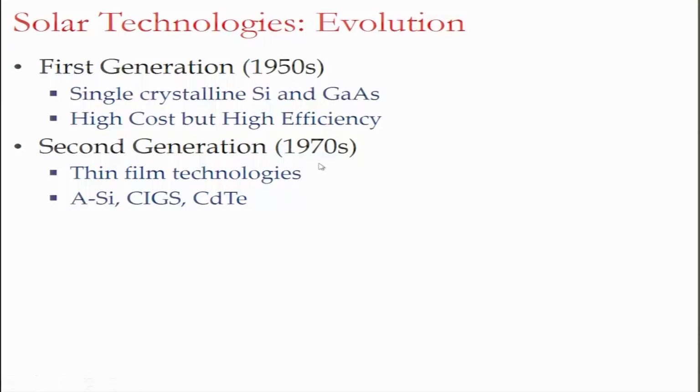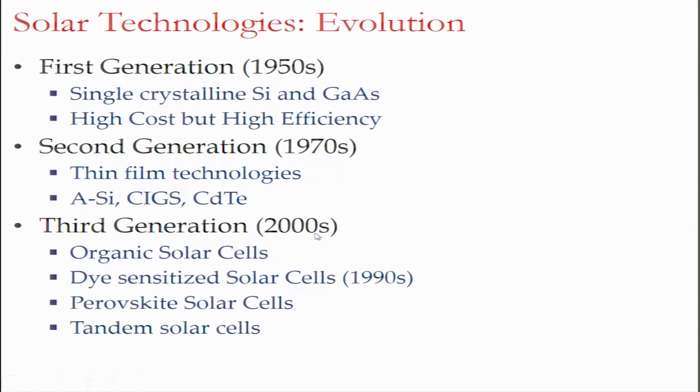Then the second generation work started in the 70s and 80s. So we have thin film technologies mainly, and this could be amorphous silicon, primarily amorphous silicon, CIGS and CdTe, but also multi-junction solar cells. And in the third generation, the 2000s, we have work on organic solar cells, dye sensitized solar cells, where work started in the 1990s, perovskite solar cells, and we also have tandem solar cells. Multi-junction will also fit in this category. The work on multi-junction started actually quite early, multi-junction or tandem solar cells.